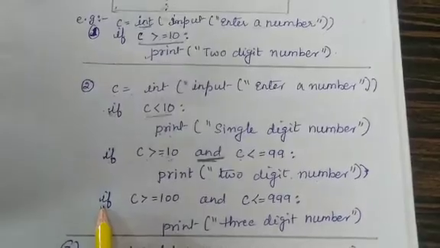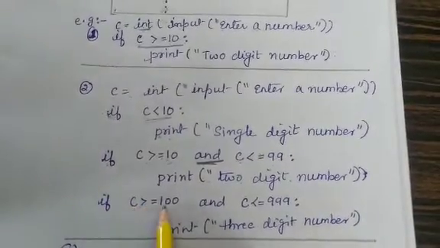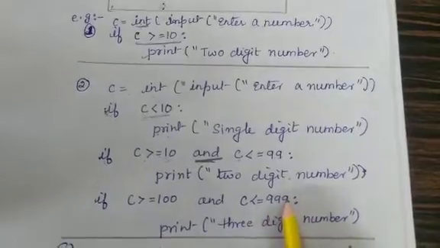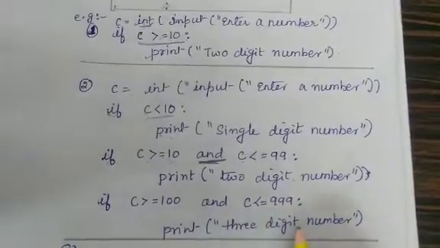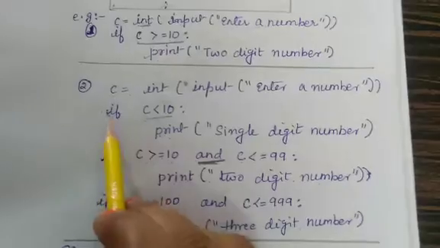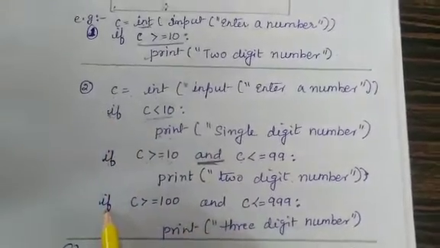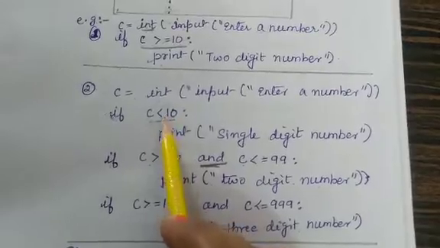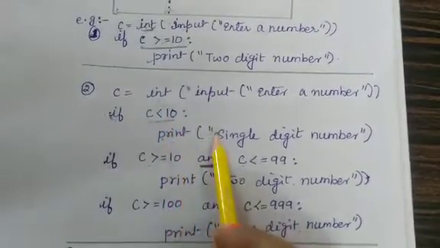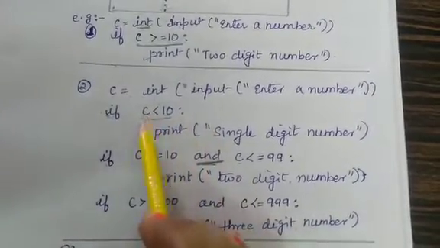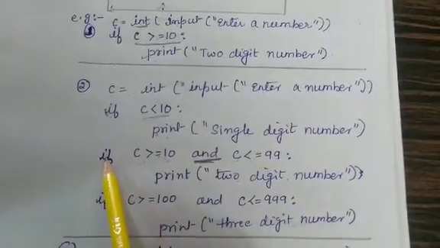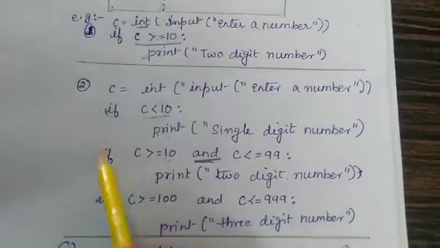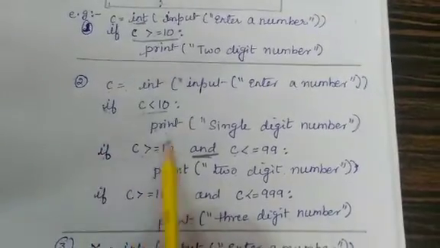Another if statement in the same code: if c > 100 and c <= 999, print 3-digit number. So in a program you can have any number of if statements. If one if is true, it will execute that particular statement. Even if it is false, it will come to the next if also. So all these ifs are independent, and they all will be executed one by one.